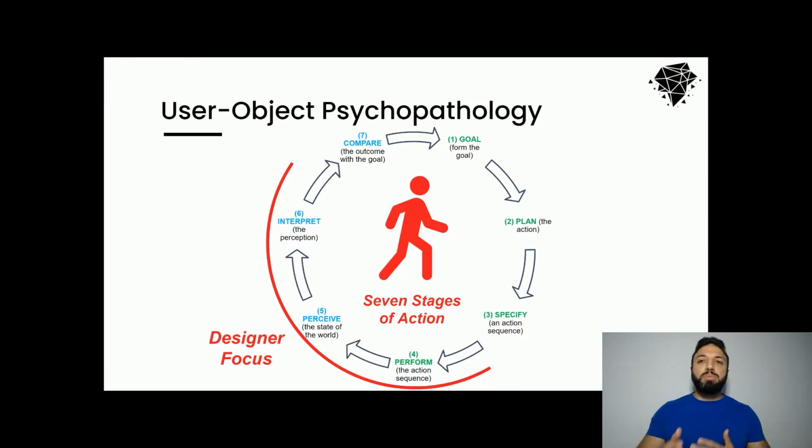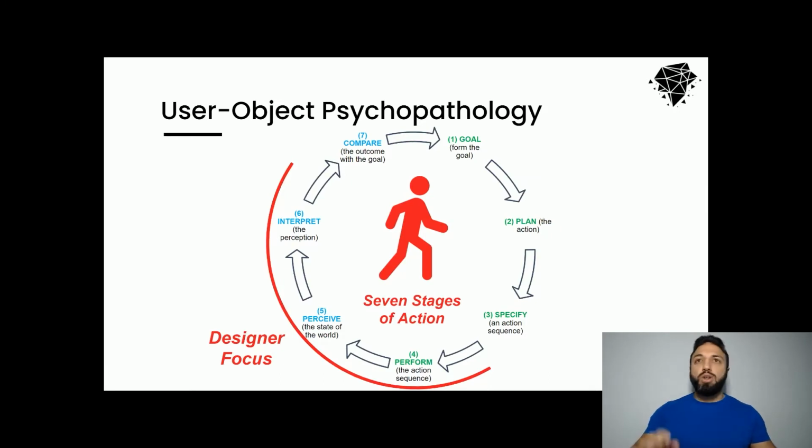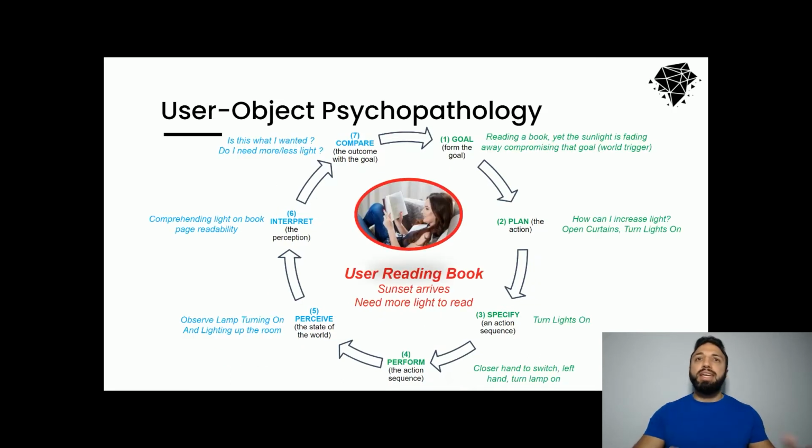Then you specify the action sequence. Then you perform those actions. Then you perceive what happened because of these actions. Then you interpret these perceptions, and then you compare the outcome with what you had in mind as the goal. So Don Norman in the book called these the seven stages of action, because it starts with goal forming and ends with a comparison against what the goal was.